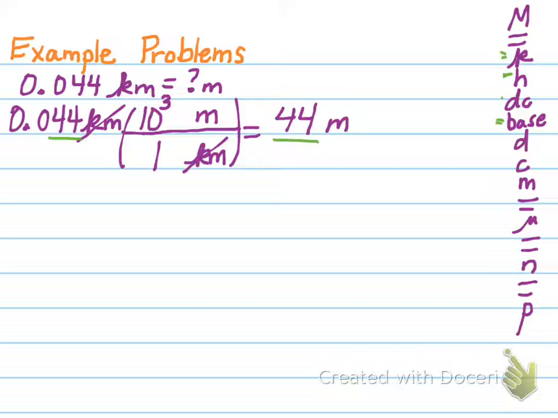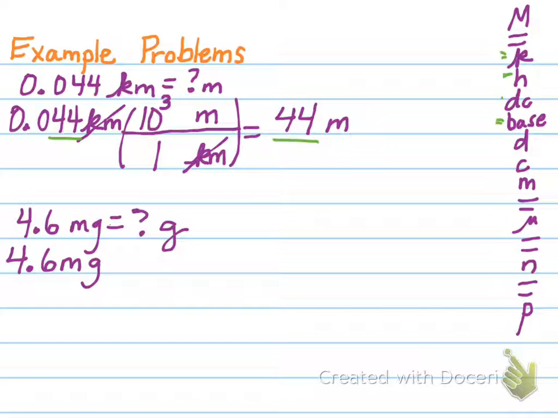All right, let's take a look at another one. And it looks like we're going to do 8 different examples. 4.6 milligrams is how many grams? So again, I start with my given, 4.6 milligrams. Milligrams is in the numerator, so it goes in the denominator. You could always write these as over 1, I just don't do it that way. So milligrams is in the denominator, so grams is going to go in my numerator. Milligrams is going to cross out.